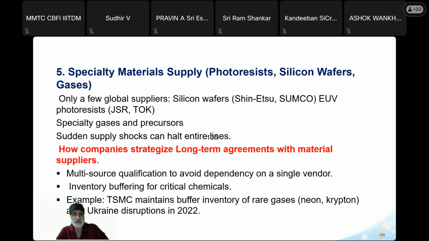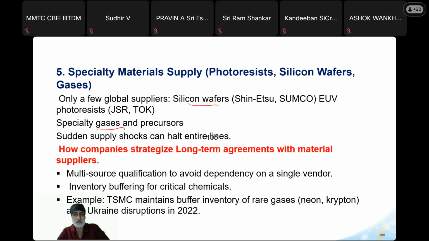Then a lot of gases and chemicals are required, which we call specialty gases, and there are precursors. Silicon wafers, as I told, are made by companies who make only the wafers, and the fab takes those wafers and does the processing on them.